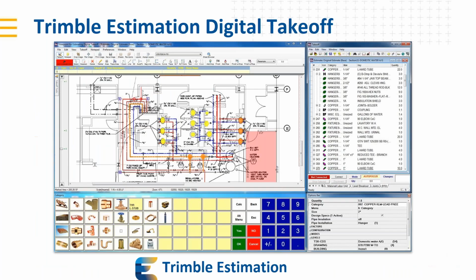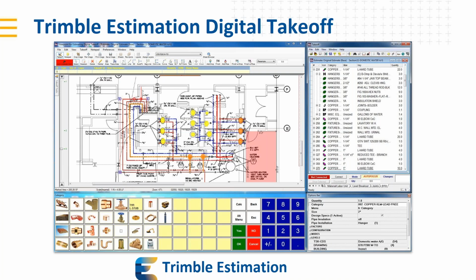I know we have a lot of attendees on here. This is for Trimble Estimation. Trimble Estimation was the Viewpoint Estimation MEP product, and before that, it was Estimation. And this product, Digital Takeoff, is what goes along with that product.